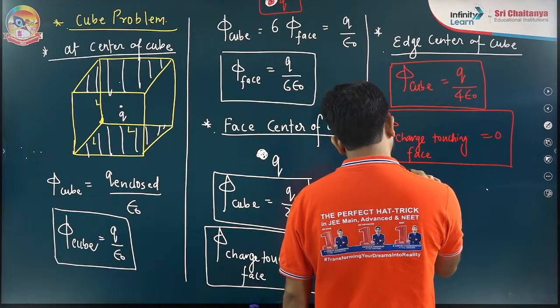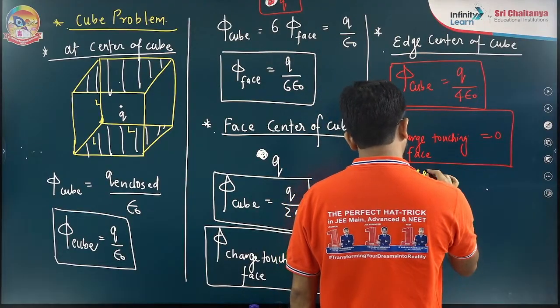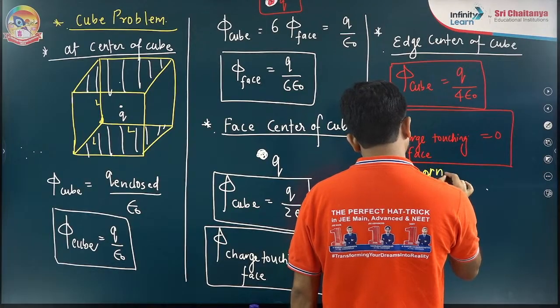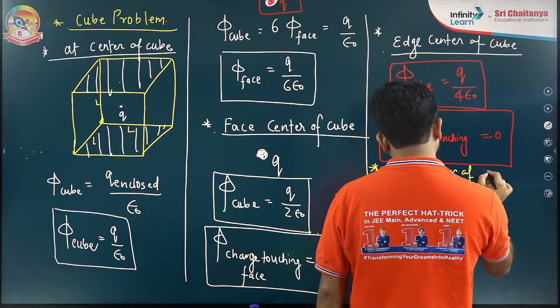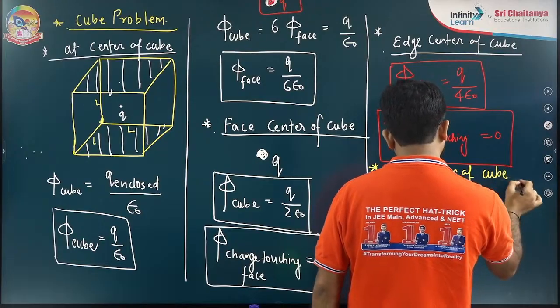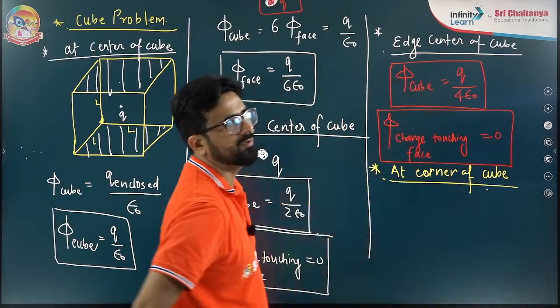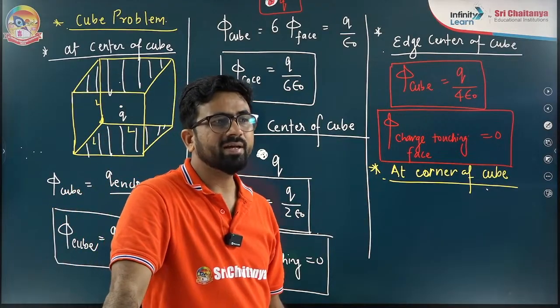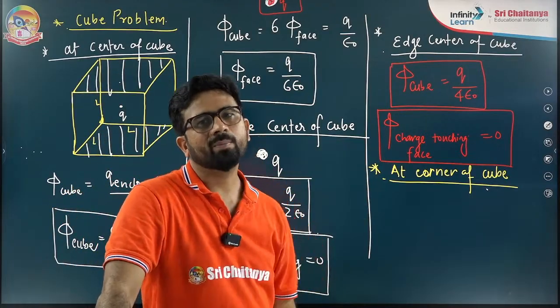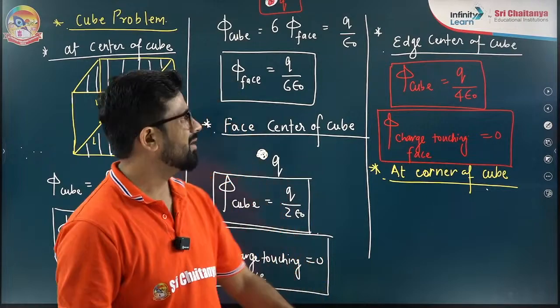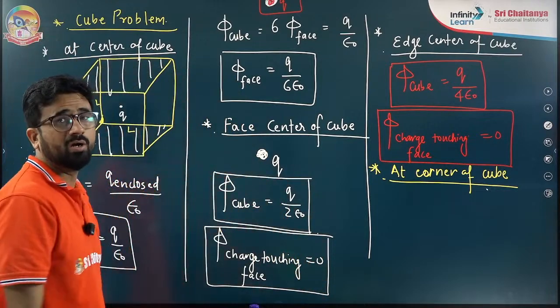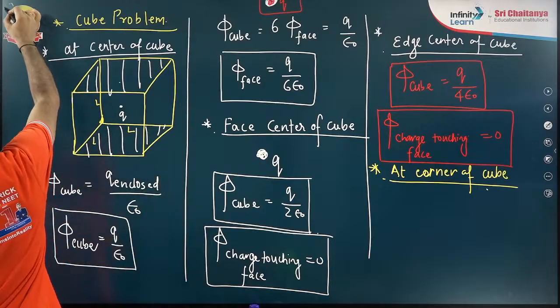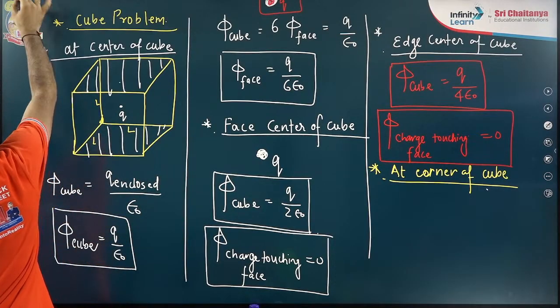At the corner of the cube. If you are taking one corner and you are placing a charge at the corner, suppose this is one corner of this room. So I am placing one charge here at this corner.